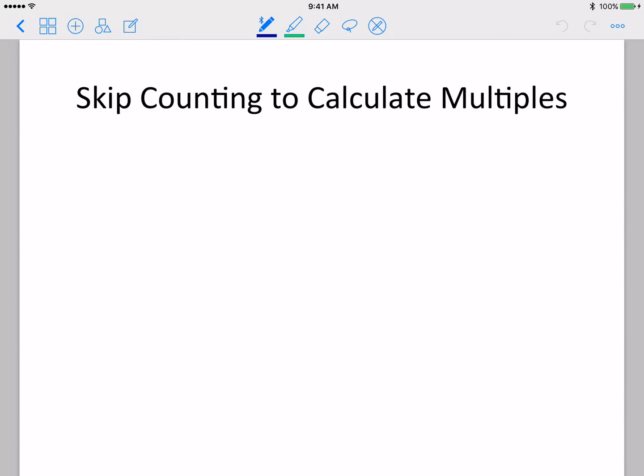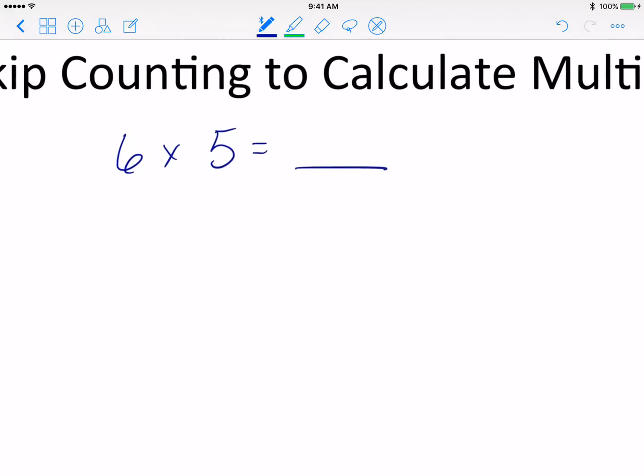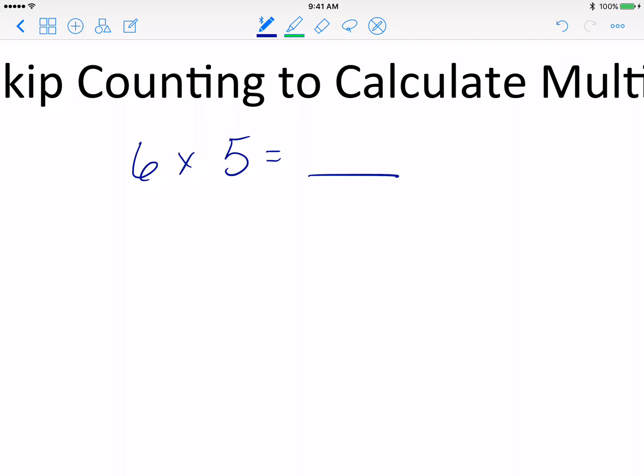Okay, skip counting to calculate the multiples. And that's essentially what repeated addition leads to, but we're just going to break it down into different steps. So let's do 6 times 5, okay? So skip counting, when we're skip counting, we're just picking one of these factors, and we're just going to add it to itself over and over again. So let's do 5s first. If we do 5, we're going to skip count by 5 6 times to get our product, okay?